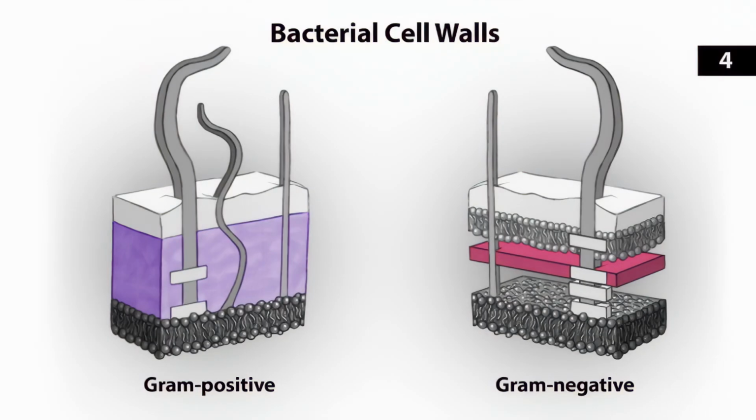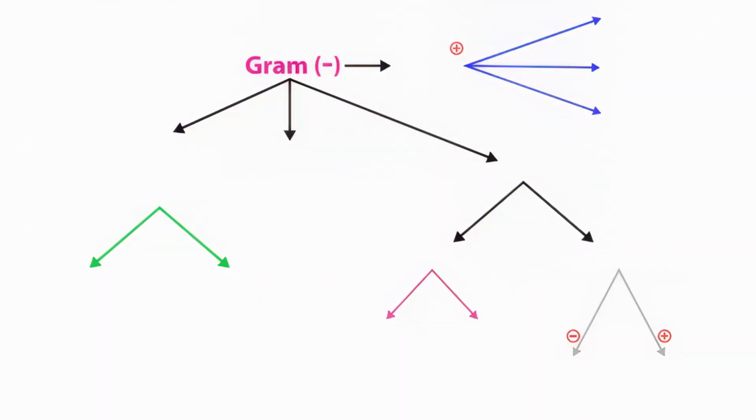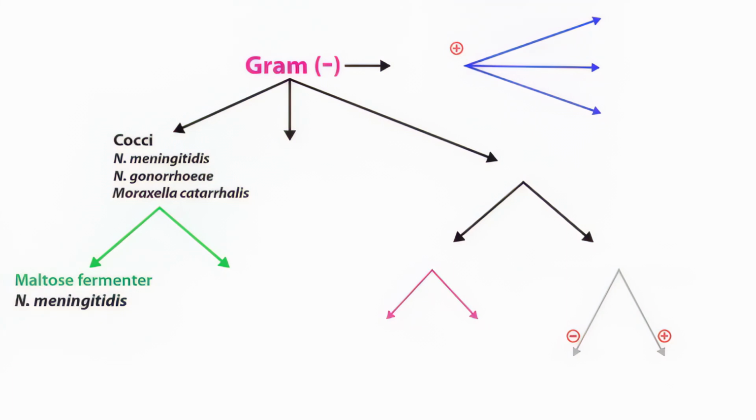Now the first thing you need to remember is that gram-negatives look pink on gram stain. Remember that pink equals gram-negative. Okay, now look at the algorithm and let's talk about the gram-negative cocci. So what does this include? It includes Neisseria meningitidis, Neisseria gonorrhoeae, and Moraxella catarrhalis. Now, all of these are oxidase-positive bacteria, but it may be helpful to know how to differentiate these 2 clinically significant Neisseria species. Neisseria meningitidis is a maltose fermenter, and Neisseria gonorrhoeae is a maltose non-fermenter.